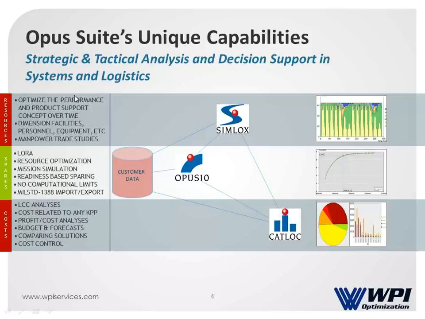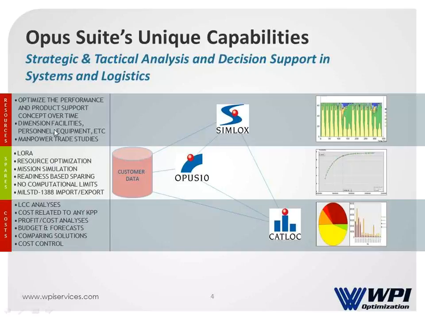Essentially, this is going to allow us to optimize our product support concept over time, dimension our facilities, personnel, and equipment, and perform detailed manpower trade studies. We'll also be able to do a detailed location of repair analysis, optimize our resources, including test equipment, support equipment, simulate different mission effectiveness calculations, look at things like sortie generation rate, and do a complete readiness-based sparing. Within Opus Suite, there are no computational limits, and we have a pretty robust capability to import Mil Standard 1388 data or the new GEIA 0007 LSAR data sources.